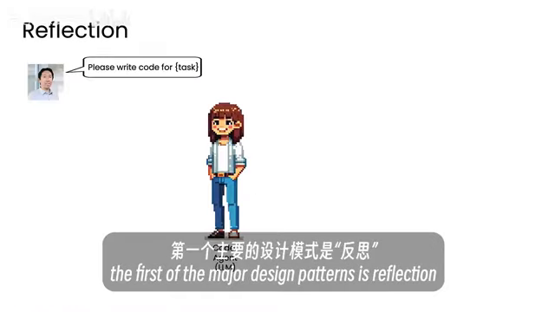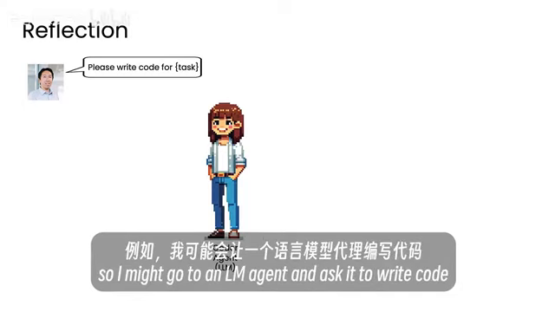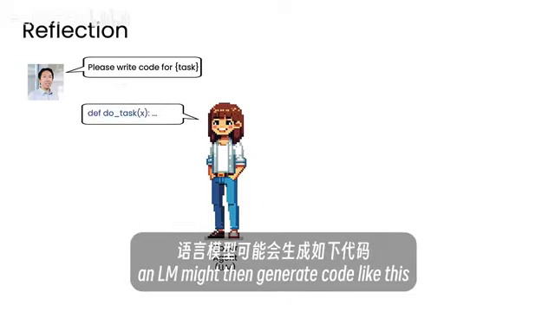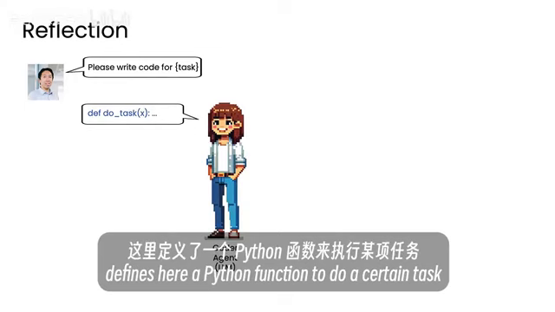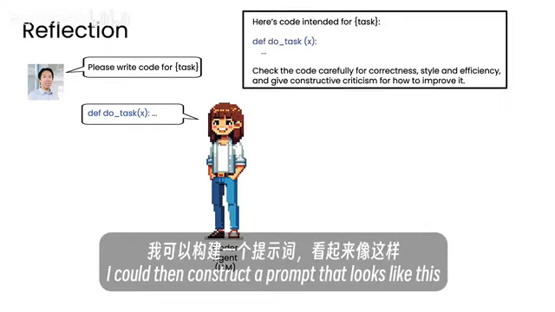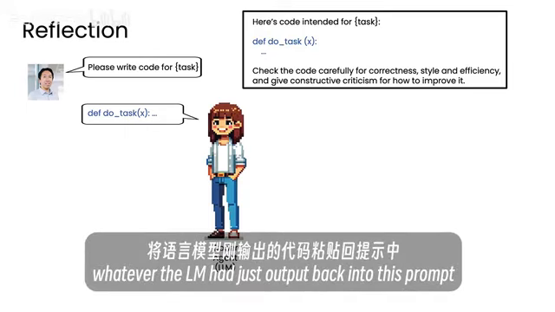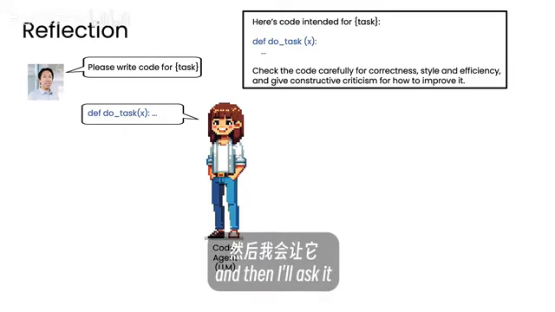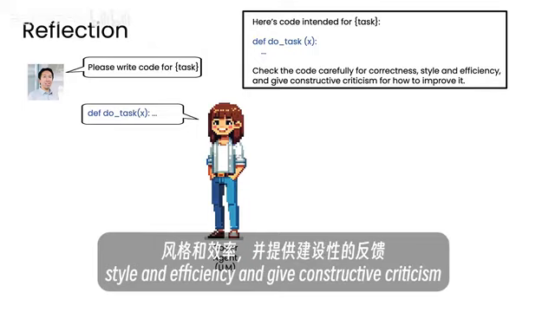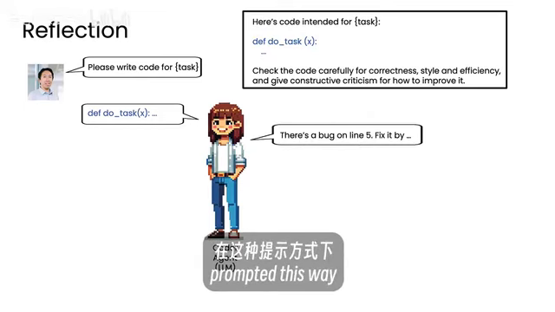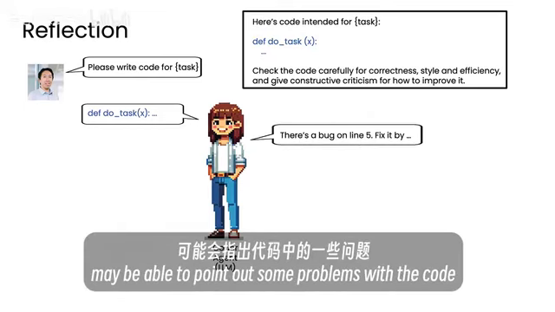The first of the major design patterns is reflection. So I might go to an LLM agent and ask it to write code. And it turns out that an LLM might then generate code like this, defines here a Python function to do a certain task. I could then construct a prompt that looks like this. I can say, here's code intended for a certain task, and then copy paste whatever the LLM had just output back into this prompt. And then I'm going to ask it, check the code carefully for correctness, style, and efficiency, and give constructive criticism. And it turns out that the same LLM model prompted this way may be able to point out some problems with the code.